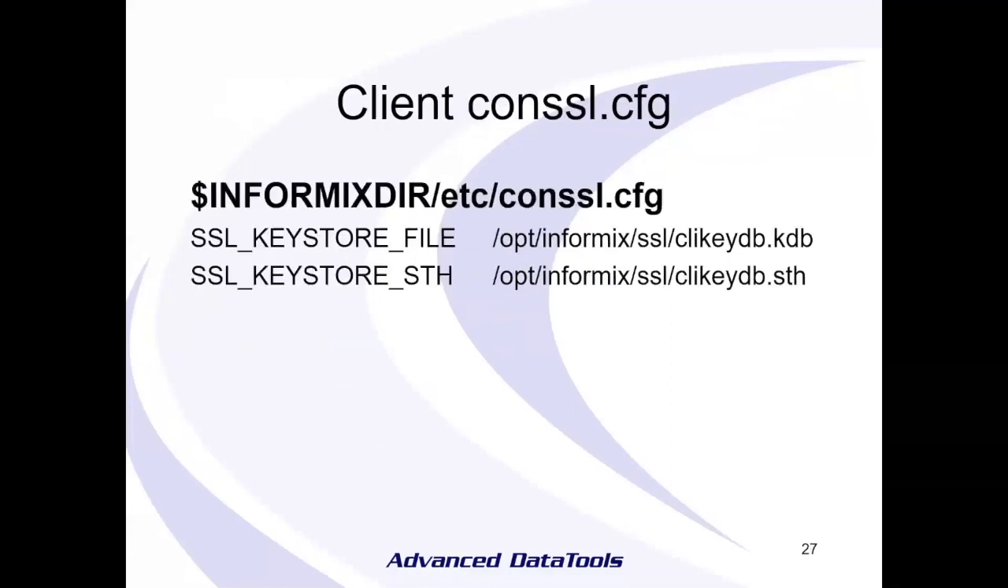So the last step we need to do is create a new file that is not there by default. It is in the $INFORMIXDIR/etc directory, and it's called conssl.cfg. It needs to be readable by any users that are going to access this as a client accessing SSL, and it needs 2 lines and only 2 lines. SSL_KEYSTORE_FILE and SSL_KEYSTORE_STH, which is our stash, and we just point them to whatever files we created in the prior step. So the keystore, the client keystore, and the client stash file.